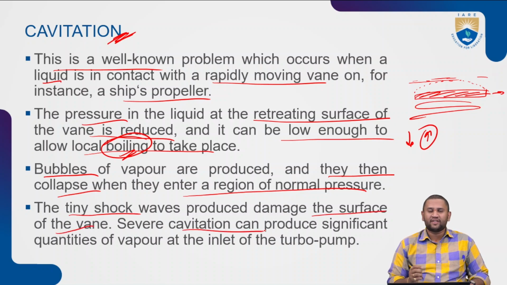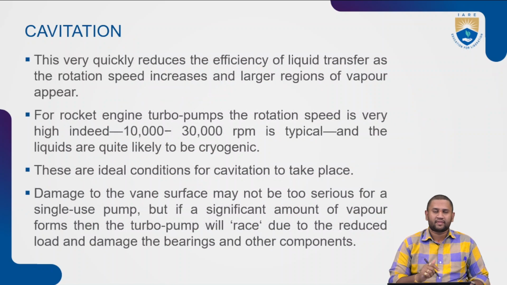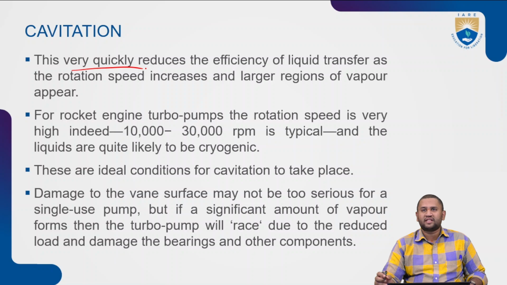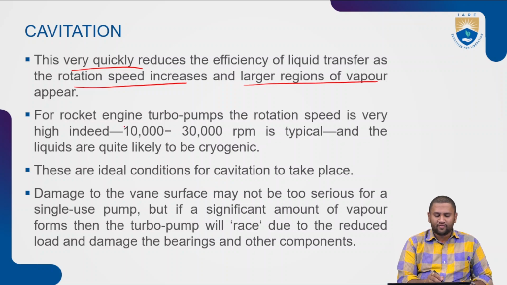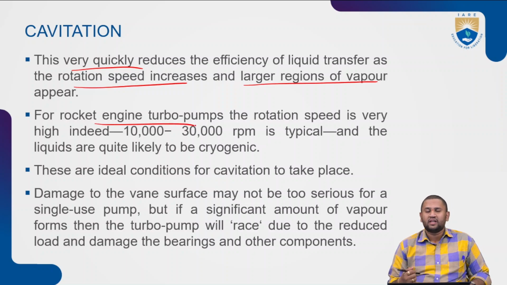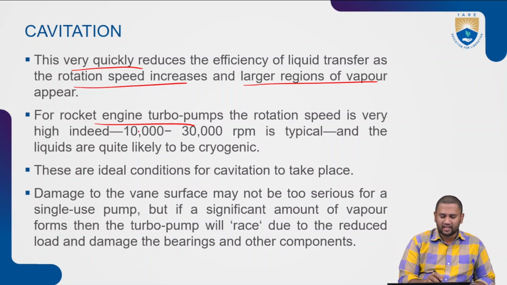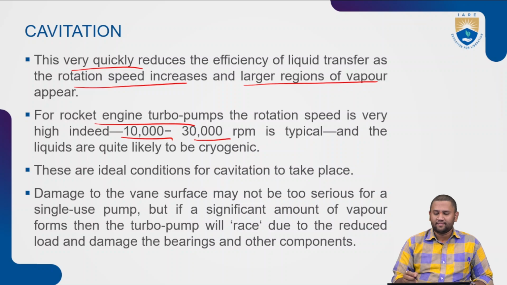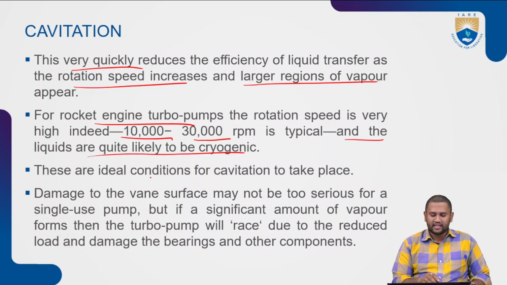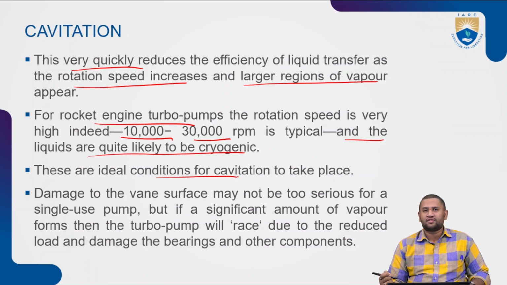Severe cavitation can produce significant quantities of vapor at the inlet of the turbo pump. This very quickly reduces the efficiency of liquid transfer, as the rotation speed increases, the larger the regions of vapor that appear. For turbine engine rocket pumps, the rotation speed is very high, particularly 10 to 30,000 rpm, which is very typical, and the liquids are quite likely to be cryogenic. These are the ideal conditions for cavitation to take place.